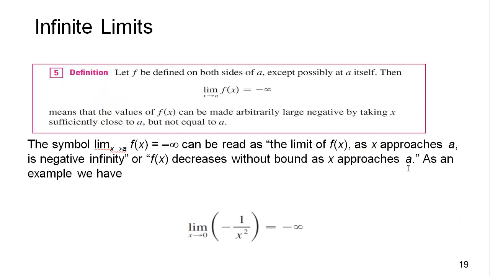Okay, so here's the definition of one that goes to negative infinity. You'll notice it's exactly the same as the one for positive infinity, only now the answer is that things are getting arbitrarily small. And here's an example of a function where this happens.